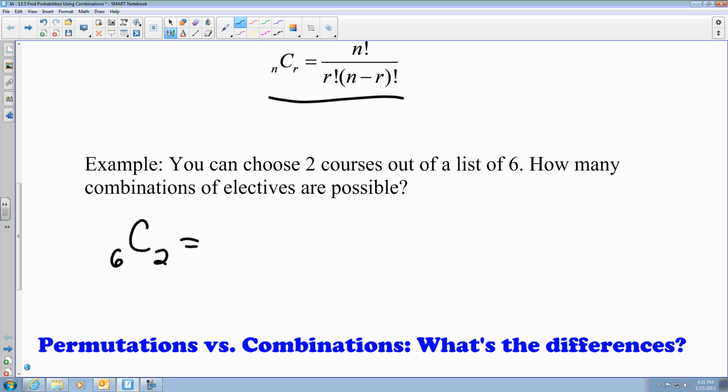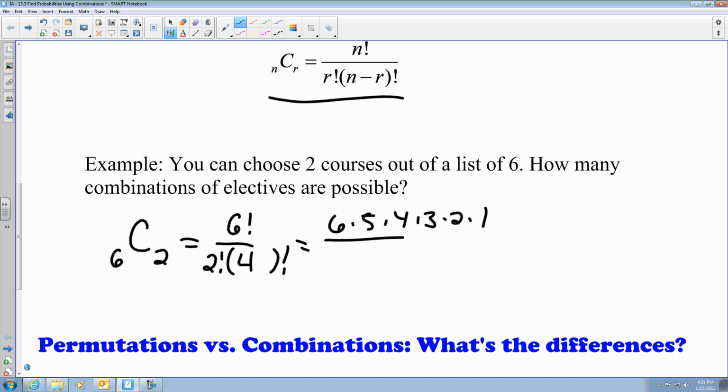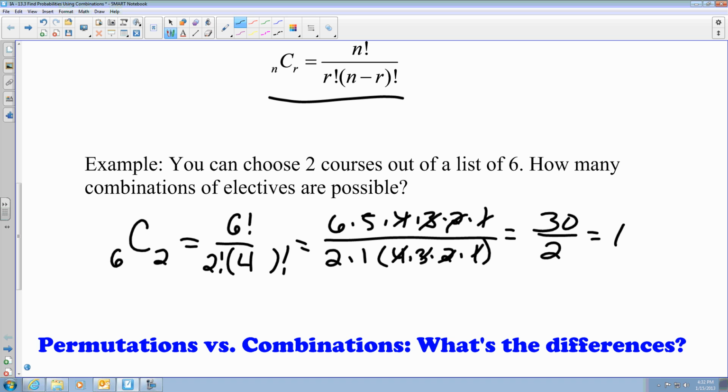So this is going to equal 6 factorial over 2 factorial times 4 factorial, which then equals 6 times 5 times 4 times 3 times 2 times 1 divided by 2 times 1 times 4 times 3 times 2 times 1, and cancel, cancel, cancel, which then leaves me with 30 on the top divided by 2, which equals 15 combinations.